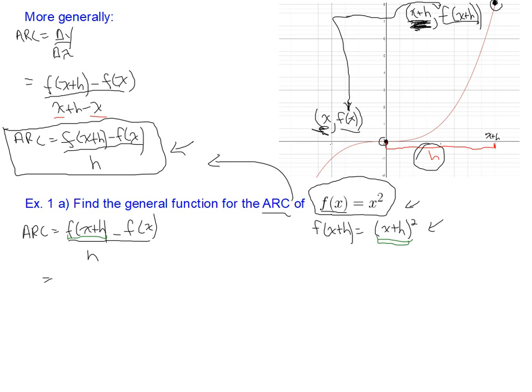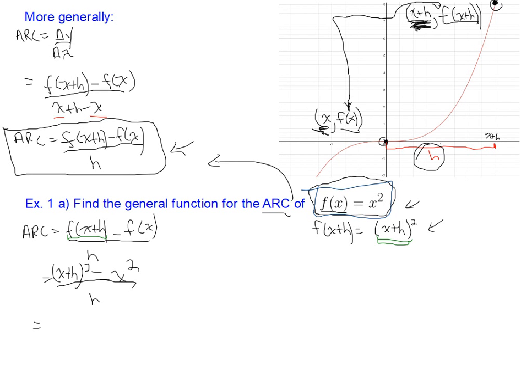So we get x plus h squared, and then we have to subtract f at x. Well, f at x was right here. F at x is just x squared. So from this, we're going to subtract x squared, and then we divide by h. Oh, sorry, I lost my minus sign there. So we can do a little bit of algebra now, simplify this.